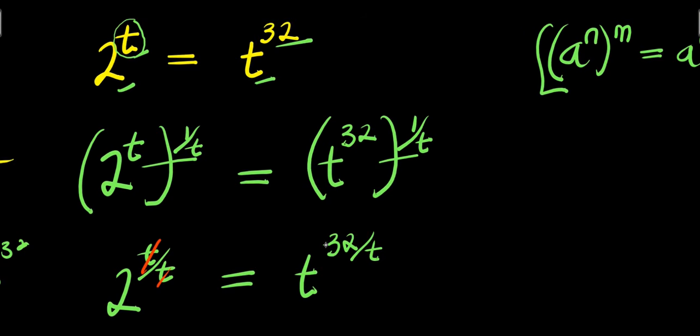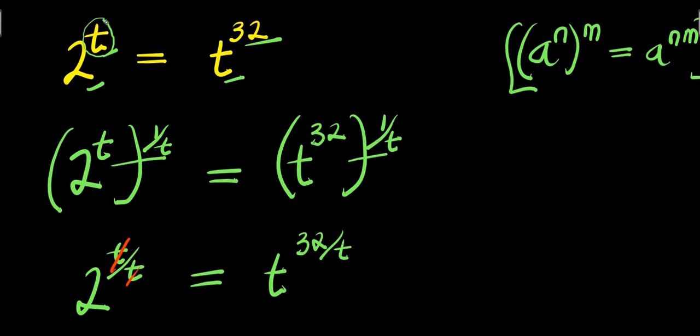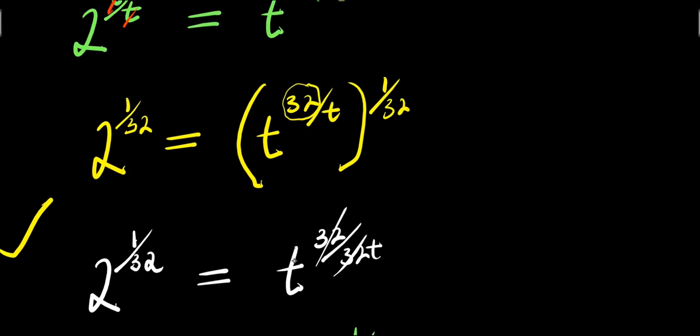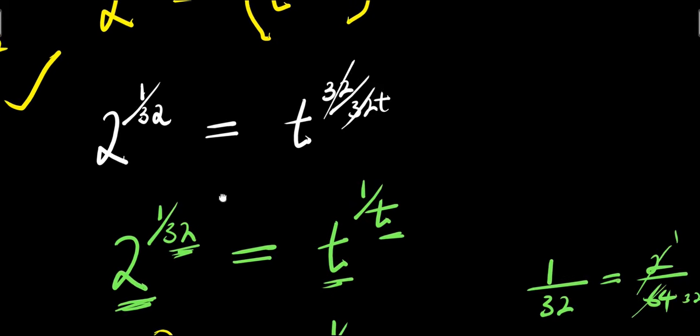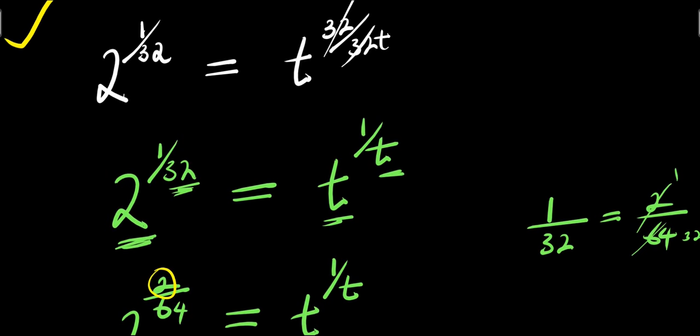So guys, this is how you can actually solve this exponential problem. The first step, eliminate this t. After that, eliminate the 32 so that all the variables will be in one part and the numbers will be in the other part. Once you eliminate the t and the 32, you are going to be left with this particular equation.